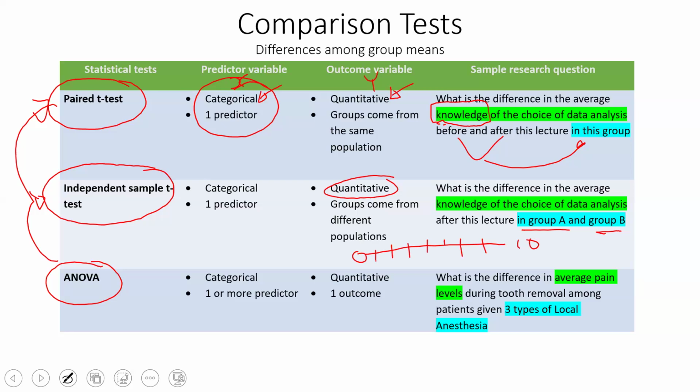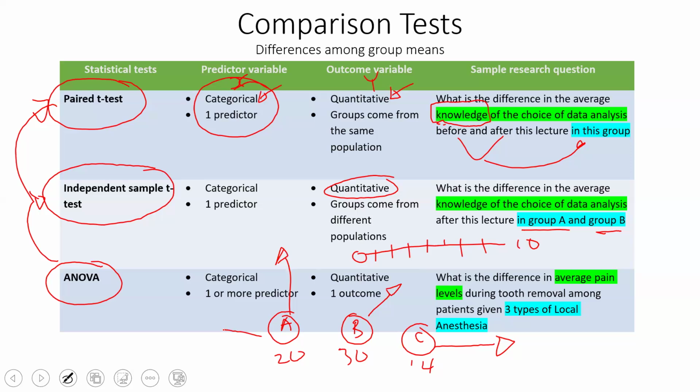When I use 3 types of anesthesia for tooth removal, maybe we have anesthesia A, that's group A, anesthesia B, that's group B, anesthesia C, that's group C. Maybe I have 20 here, maybe 30 here, maybe 14 here, whatever, any number. Then I have a measurement of pain from all these participants using 3 different types of anesthesia. So for this group I have 20 records, I have 30 records, 14 records here. And I want to see which one is the best anesthesia, comparing the 3 together.